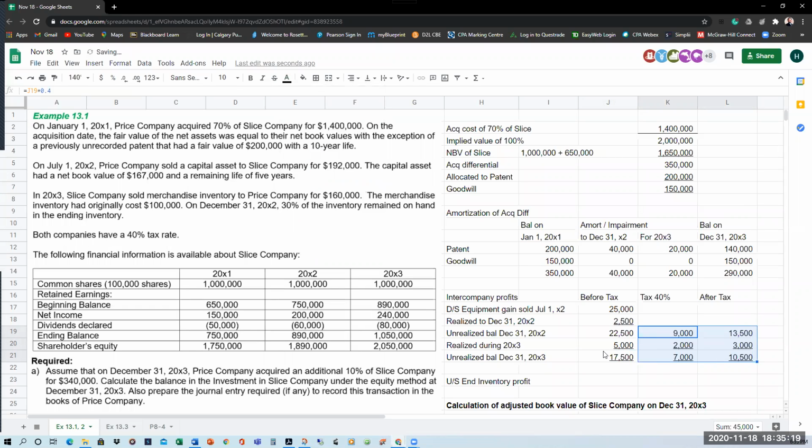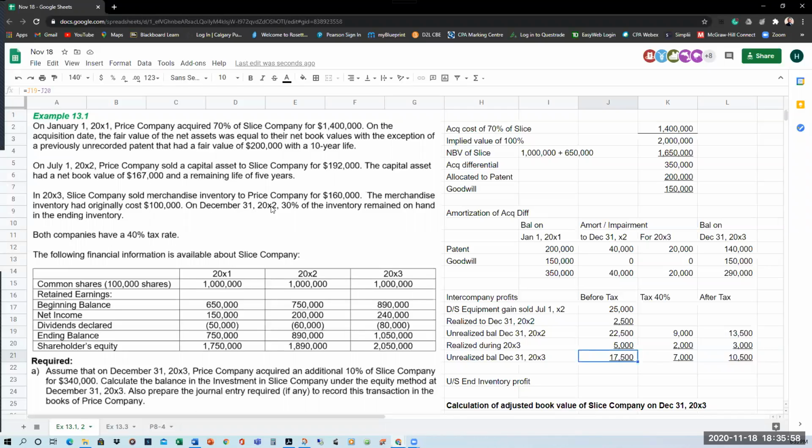And the tax rate for the two companies is 40%. So you can calculate the tax and after-tax amounts. Hopefully this is fairly okay by now. Step 6 from consolidation. And then there is an upstream inventory profit. In 2003, Slice sold merchandise to Price for 160,000. The merchandise had originally cost 100,000. So the difference is $60,000. This $60,000 of profit is considered unrealized until the inventory is sold to outside parties.